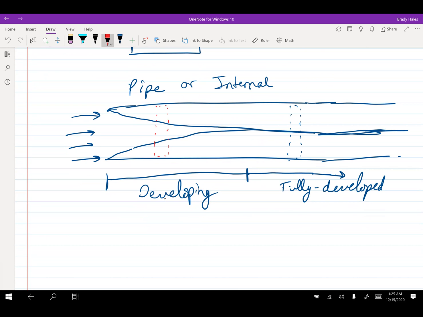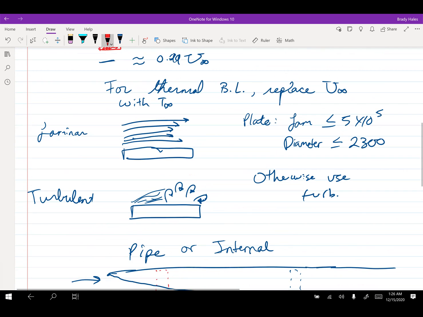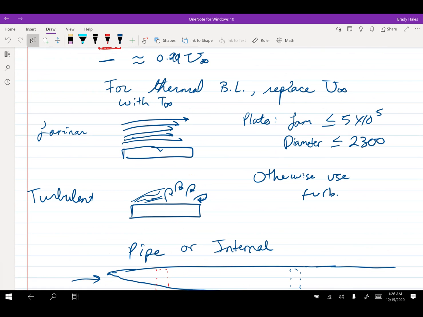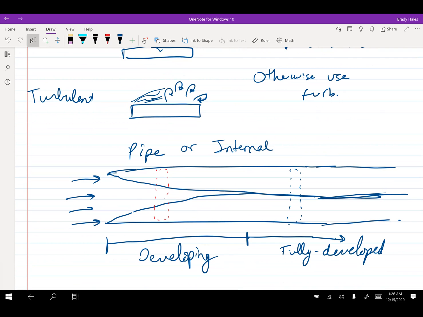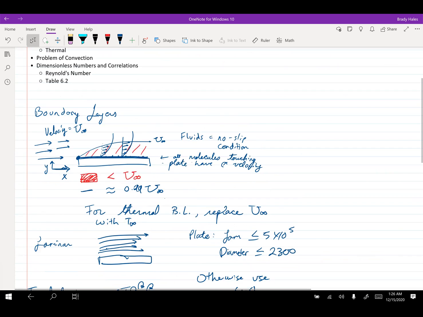So really like chapter 6 sets up a lot of how these correlations were developed, even though it doesn't walk you through the math, right? But this is showing you why developed versus fully developed is important because it changes how they do the integrations.